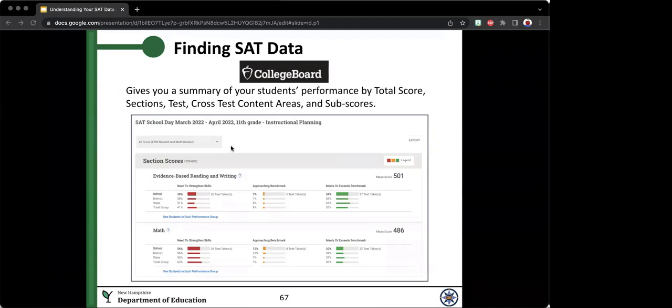This right here, this is from the instructional planning report, which is another option when you log into the College Board. So this is a great report because, again, you can look at your school in comparison to the state and other schools in the district. It's also going to allow you to see students within each performance group, as noted in the blue down here under the red section.